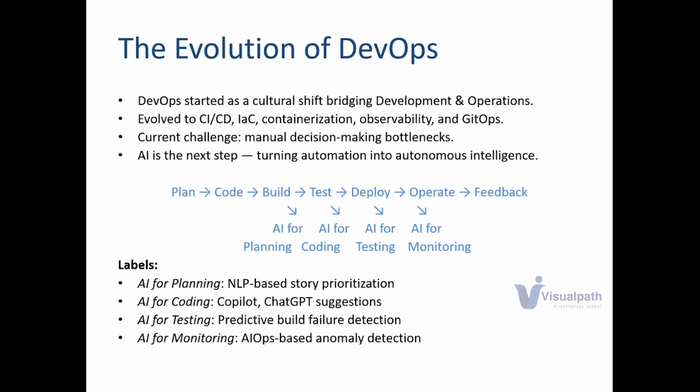Next thing is the evolution of DevOps. Mostly, all the things whatever I've discussed are written here. The first thing is plan. Second thing is code. Third, build, test, deploy, operate, and feedback. So where can AI come into the picture? It can help with the planning, it can help with the coding, it can help with the testing, it can help with the monitoring. Now all this is coming into the picture, whatever I have discussed.